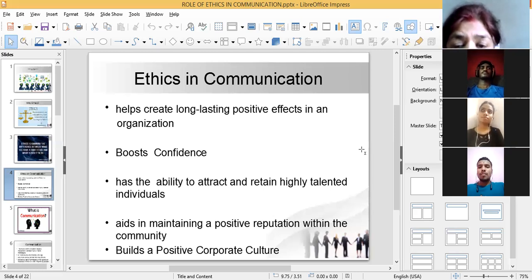It aids in maintaining a positive reputation within the community and builds a positive corporate culture.